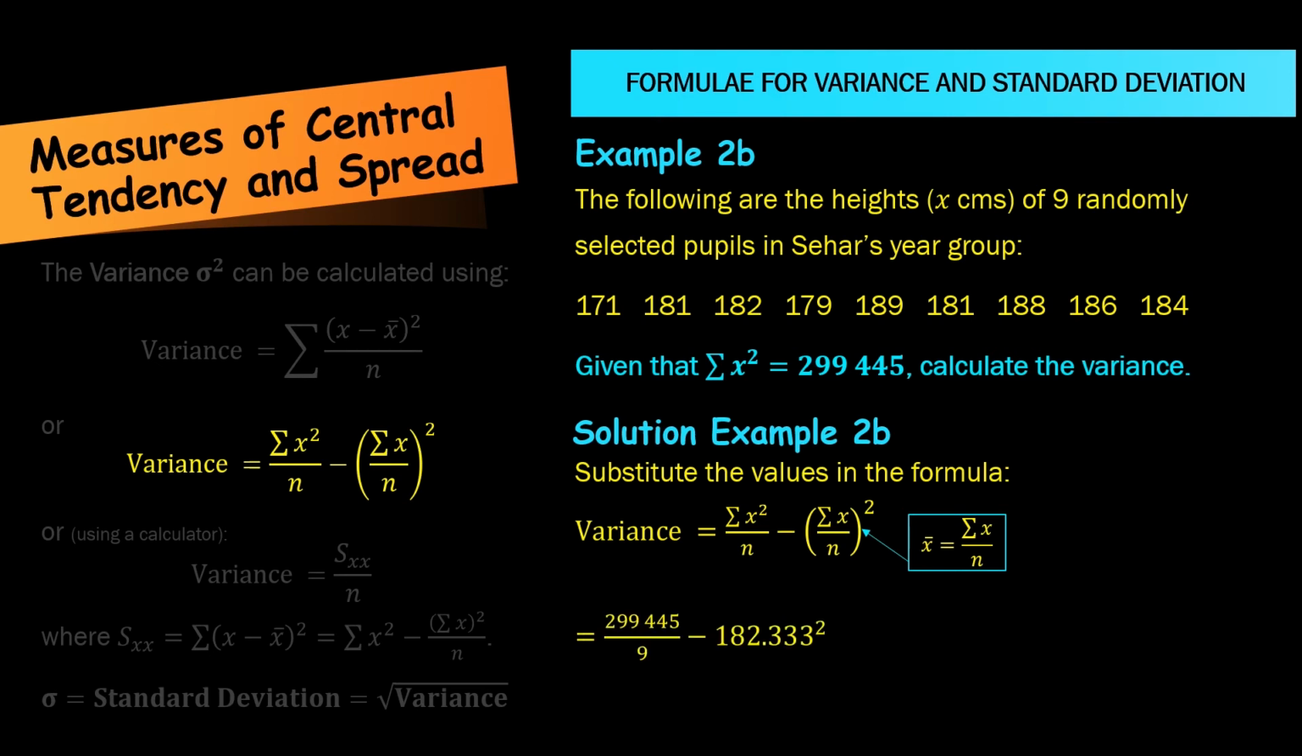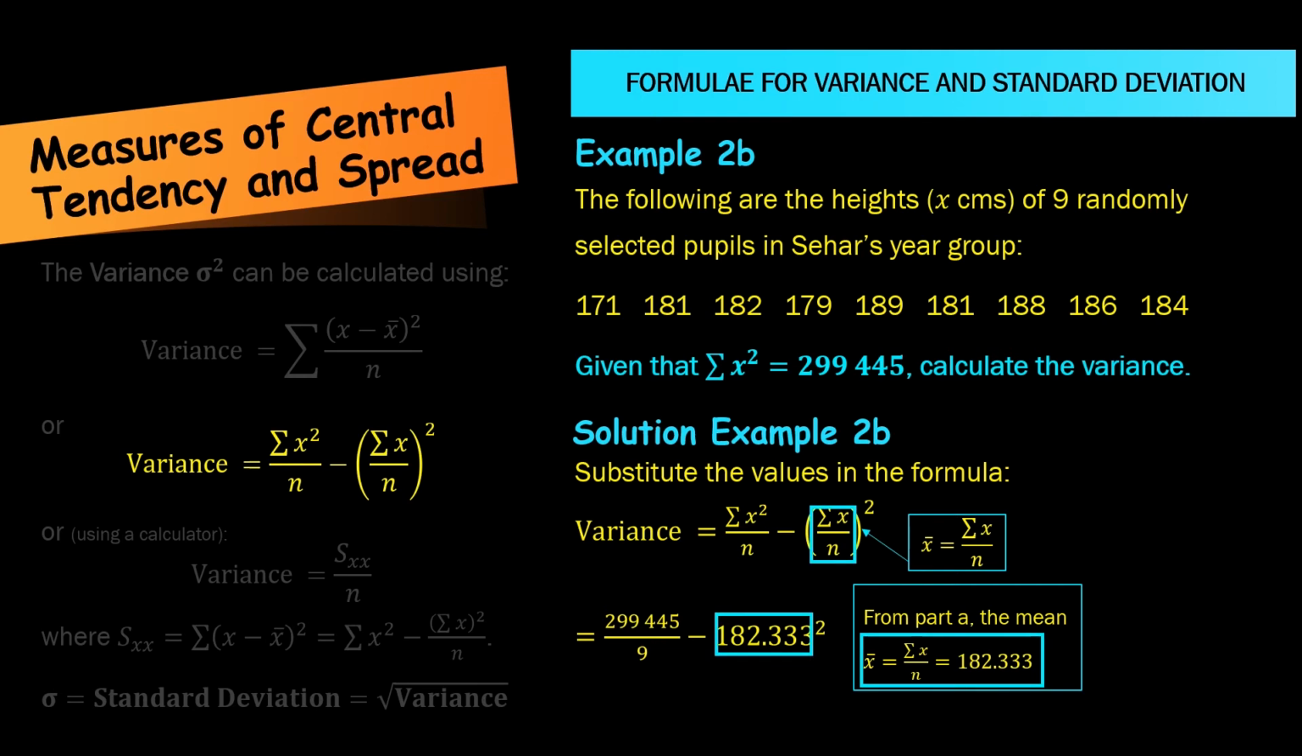So let's plug in the values. Here's sum x squared plugged in. Here's n equals 9 plugged in. And of course, we have that the mean is equal to 182.333 from part A. So we plug that in to the formula as well. And calculating this gives us that we have that the variance is equal to 26.344.